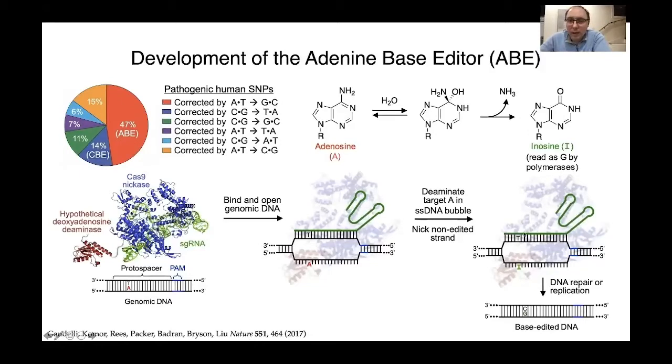Following activity of the ABE, an inosine is now encoded in the DNA, and there's a nick on the opposite strand that's not edited. This nick directs DNA repair so that that non-edited strand is replaced based on the template of the edited strand, converting now both strands to the desired edit.